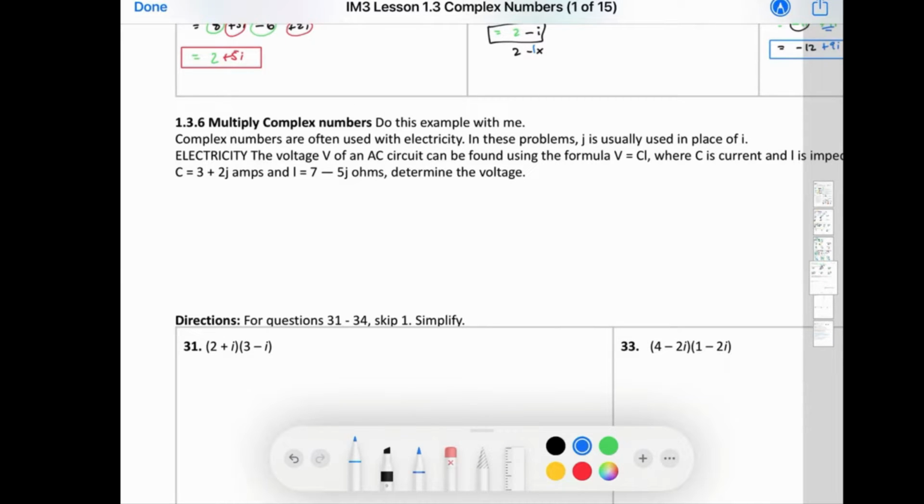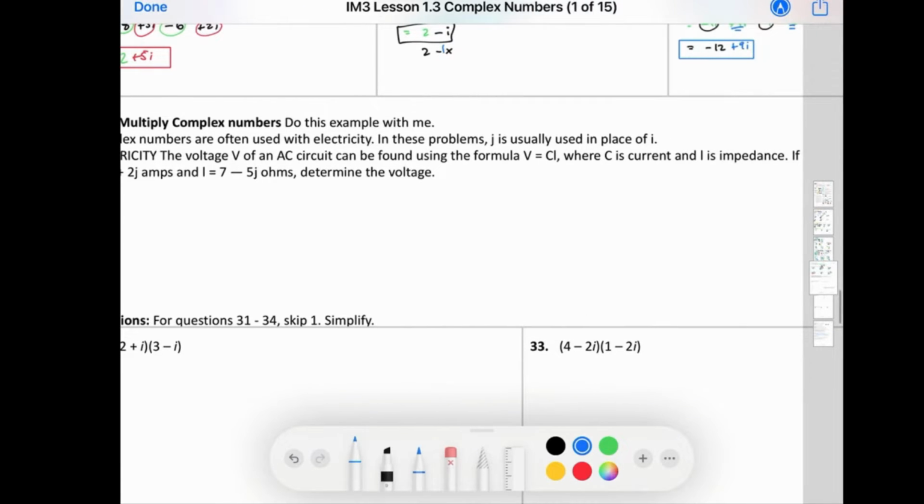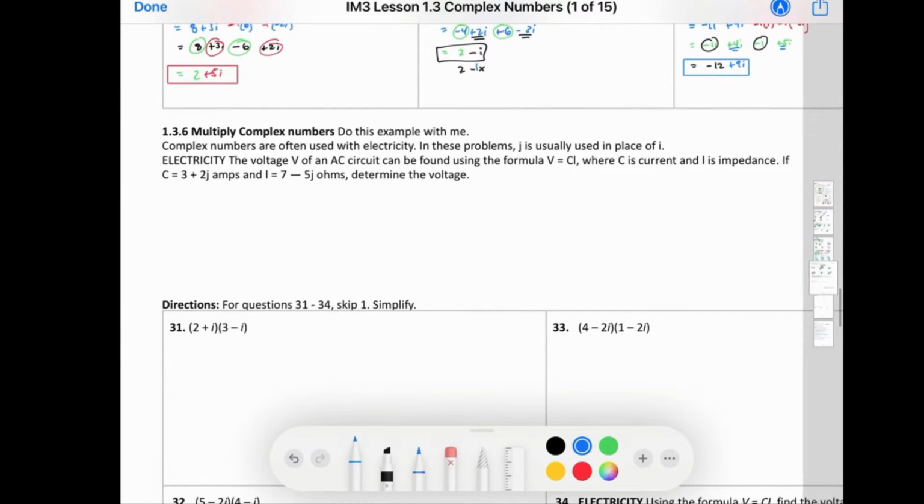In electricity, the voltage V of an AC circuit, like that plug in the wall with three holes, can be found using the formula V equals CL, where C is the current and L, or I, is the impedance. If C is equal to 3 plus 2I amps and L equals 7 minus 5J ohms, determine the voltage.